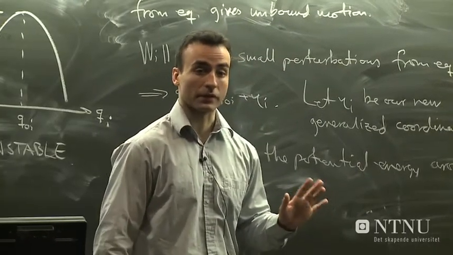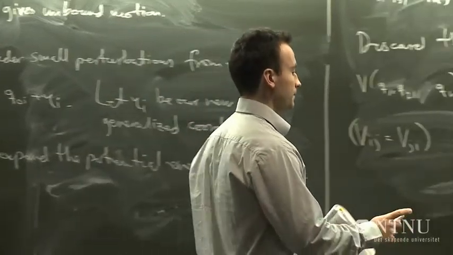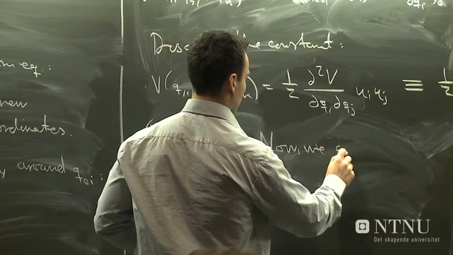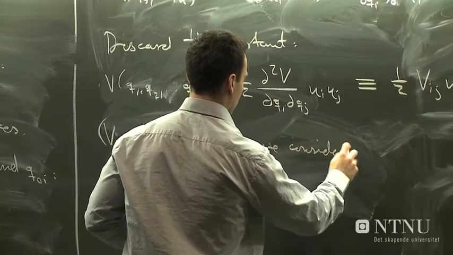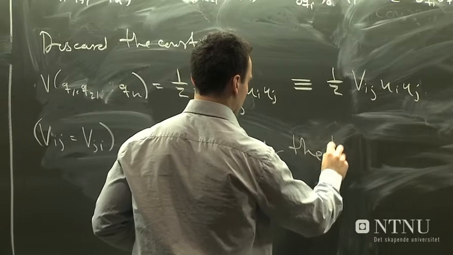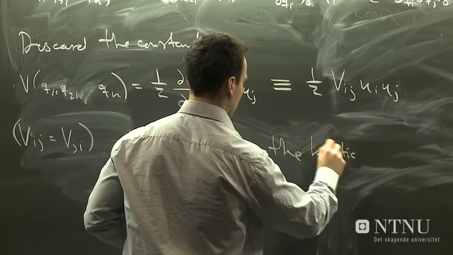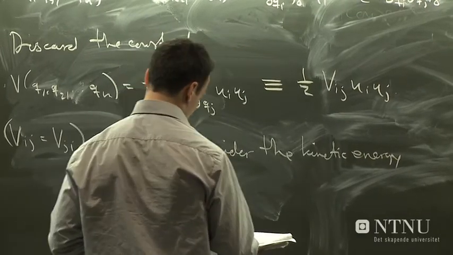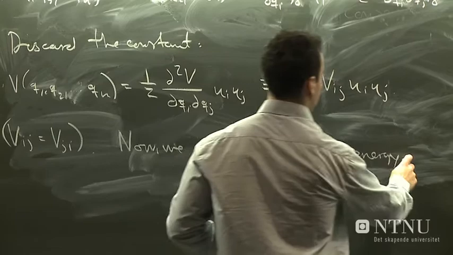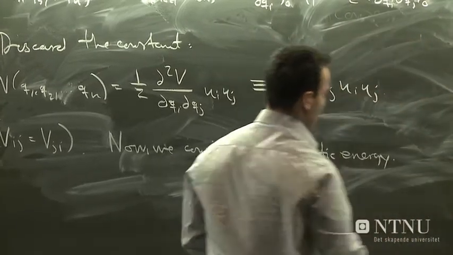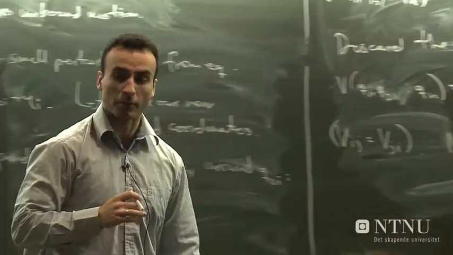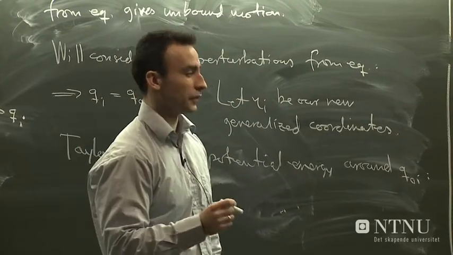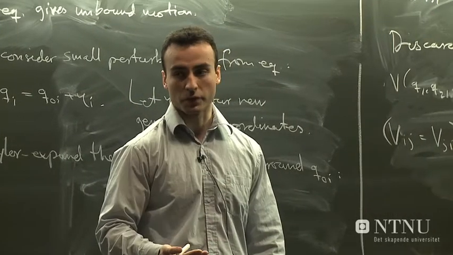Okay, so that was the potential energy. Let's now have a look at what happens for the kinetic energy. And the motivation for this, as you might suspect, is that once we have the kinetic and the potential energy, we can write down the Lagrangian of the system, and hence obtain the equations of motion.